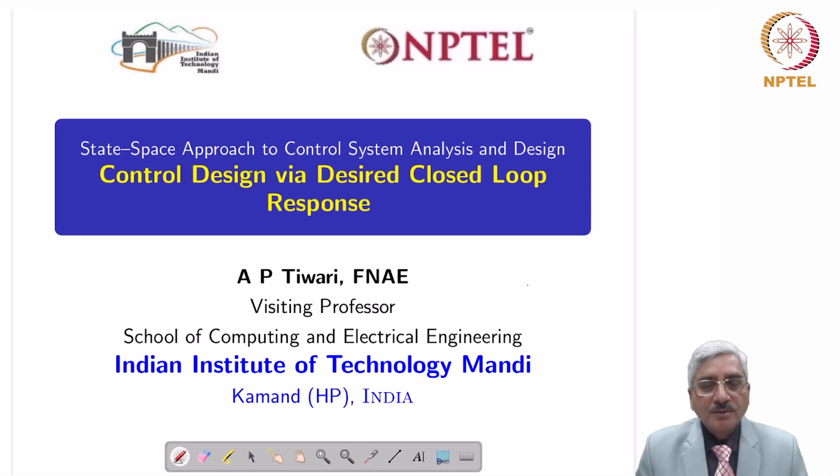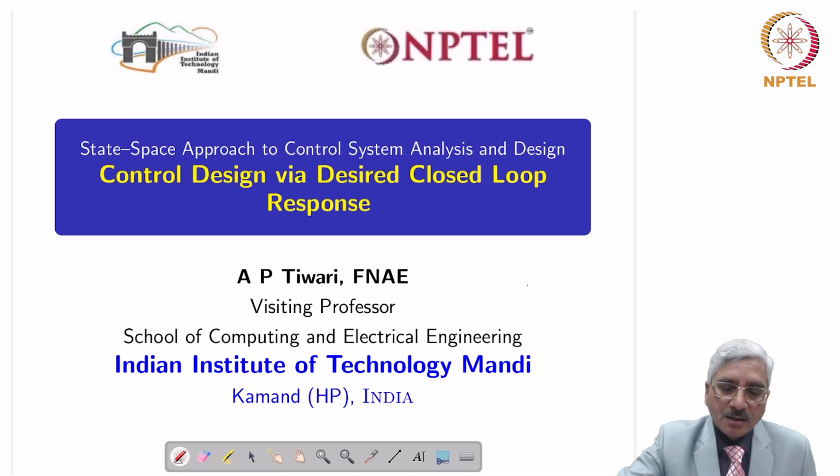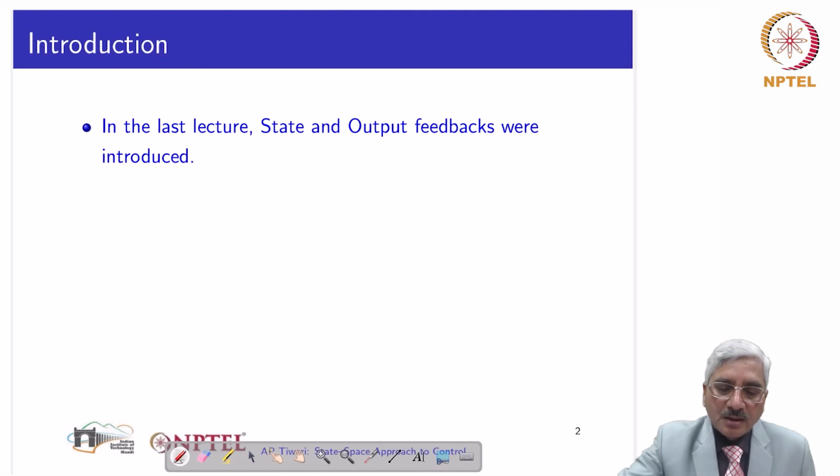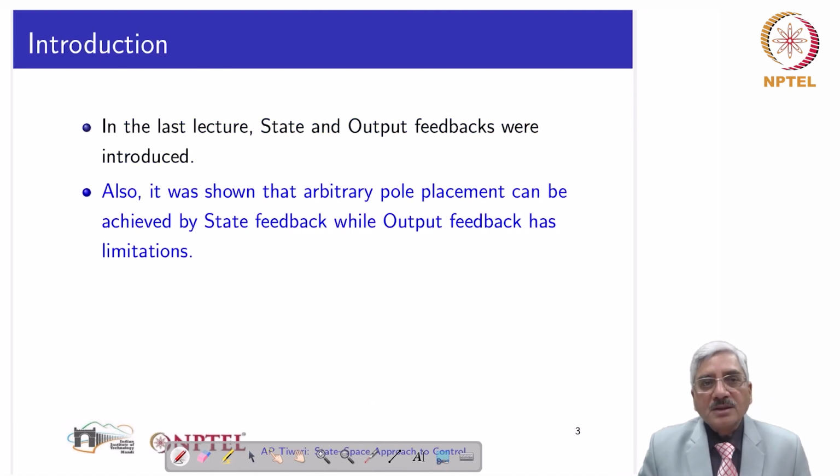Hello and welcome again to the lectures on state space approach to control system analysis and design. We are learning in this week the control design via desired closed loop response. In the previous part of the lecture, we got introduced to the concept of state and output feedback, and we did the control design using state feedback. We saw that arbitrary pole placement can be achieved via state feedback, while output feedback was seen to have limitations.